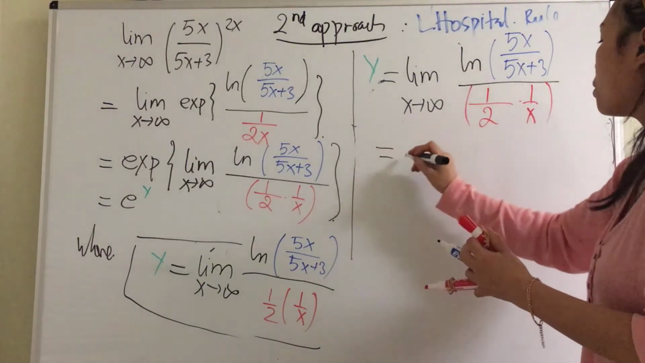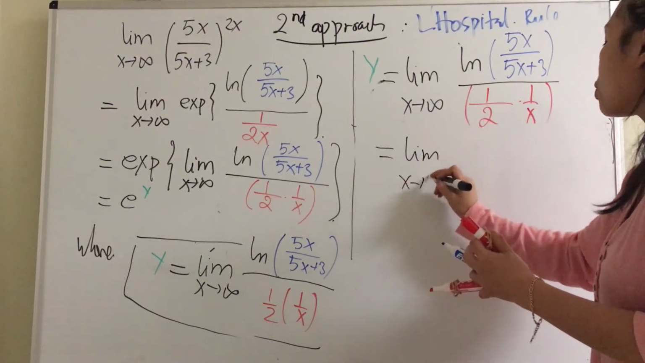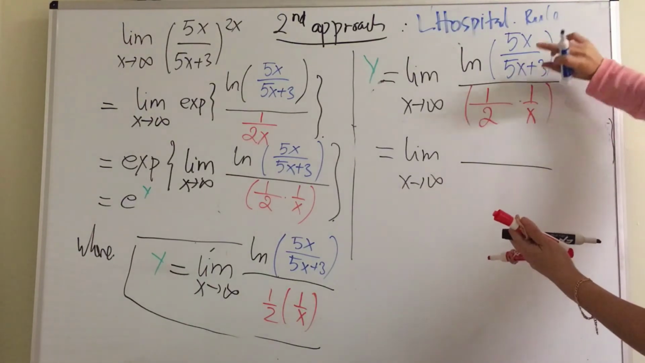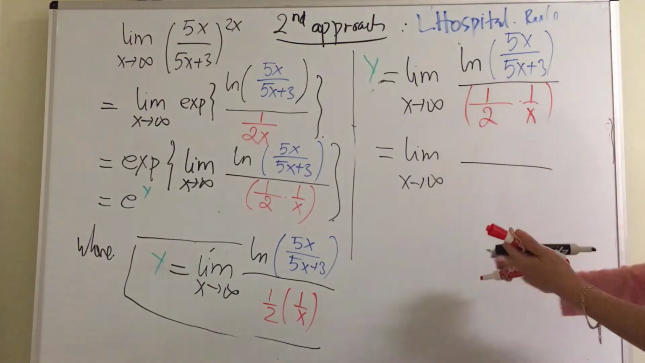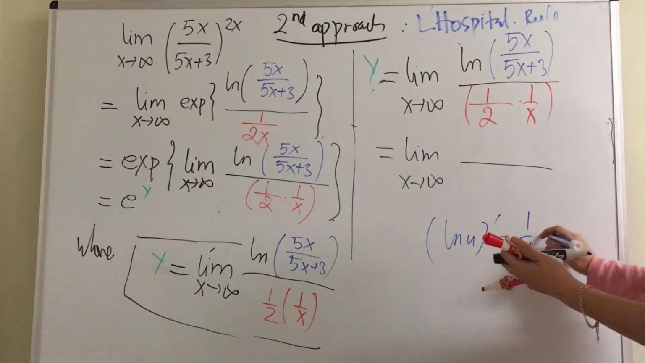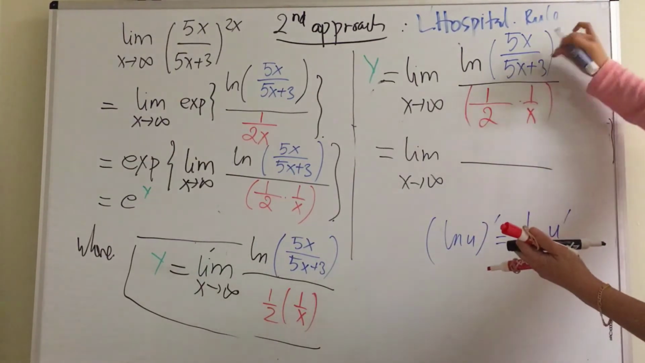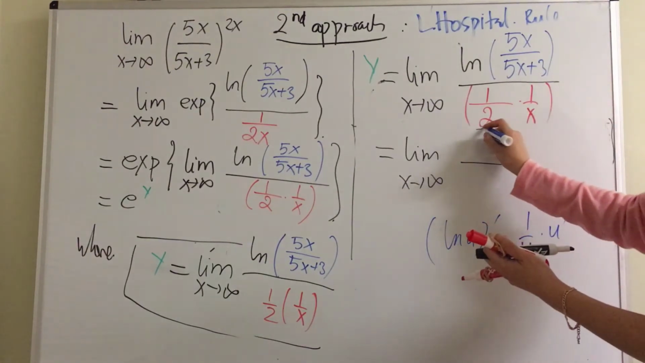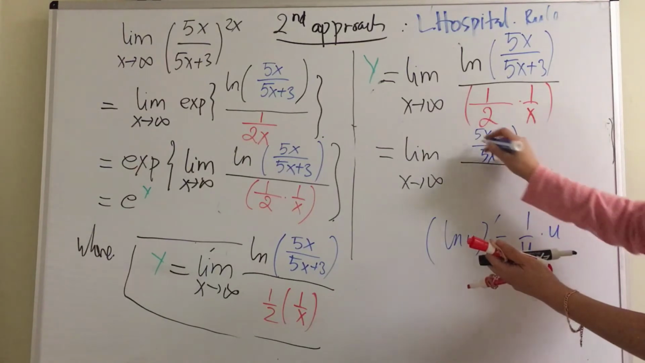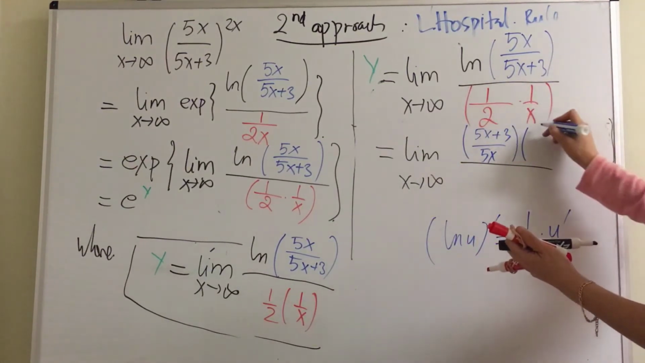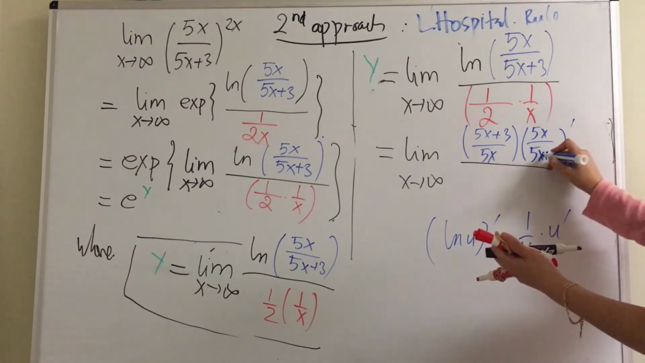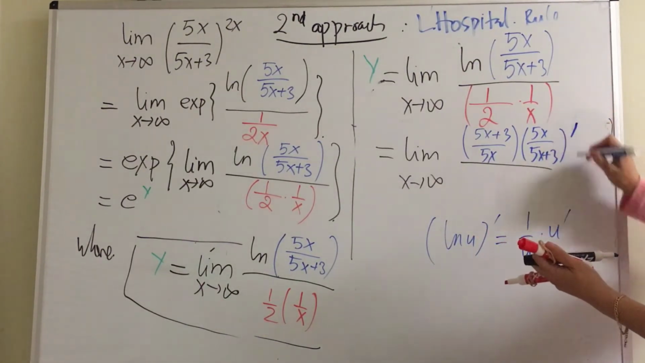So this is equal to the limit as x approaches infinity. What is the derivative of this one? First, you have to remember that the derivative of natural log of u is 1 over u times u prime. So first you have to flip the function, so you have (5x plus 3) over 5x. And don't forget the derivative of this one, which is 5x over 5x plus 3. Don't forget the derivative.